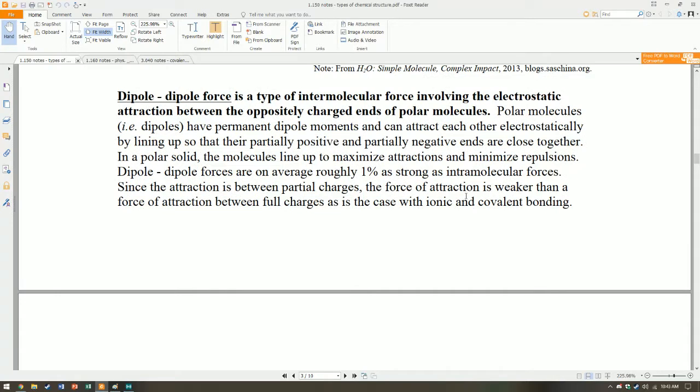Dipole-dipole forces are another type of intermolecular force, and they essentially involve the opposite ends of polar molecules interacting with each other. The slight positive end of one molecule will interact with the slight negative end of a different molecule, and since they have opposite charges, they will attract and come together. They're not nearly as strong as intramolecular forces, the forces within the molecules, maybe about 1% as strong as the chemical bonds that hold the atoms together. However, they're still worth noting because they lead to some important macroscopic properties, such as what state a substance is in at room temperature.